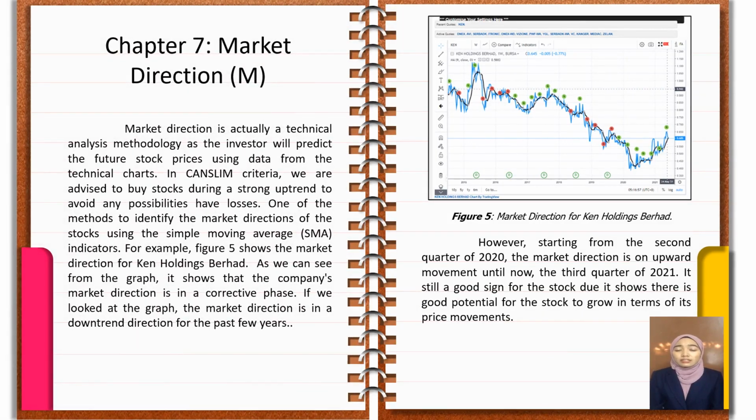The last criteria is market direction. Figure 5 shows the market direction for Ken Holdings Berhad. As you can see from the graph, this company is actually in a corrective phase. So in this analysis, we are advised to buy stocks during a strong uptrend movement to avoid any possibilities of losses.